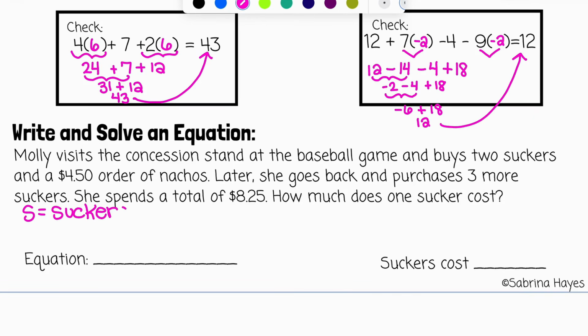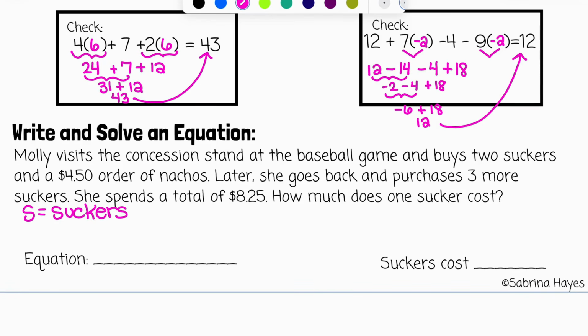So the first thing we're going to write down is what's my variable and what does it represent? So I'm going to use an S. If you'd rather use an X, you can. But I'm going to use an S, and an S stands for suckers. That just helps me remember what I'm talking about.